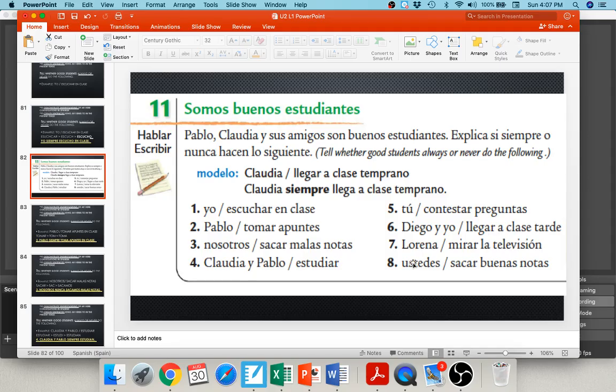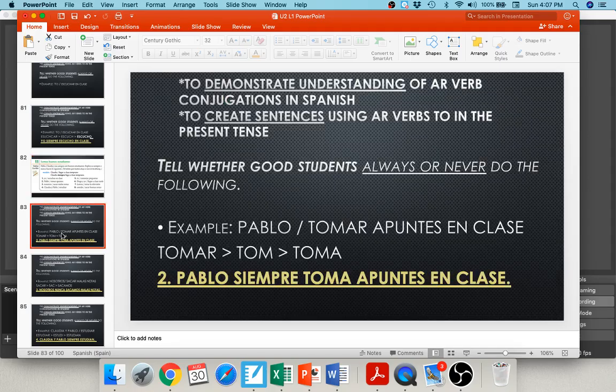So in number 2, we see Pablo and tomar apuntes. Pablo and to take notes. Well, so again, ask yourself the question, would a good student always or never take notes? Well, good students always take notes in my book, so we're going to say that Pablo always takes notes. So we have the verb tomar here. We're going to take the AR off. We're left with tom. And we need to add an A for Pablo or he. So Pablo siempre toma apuntes en clase.